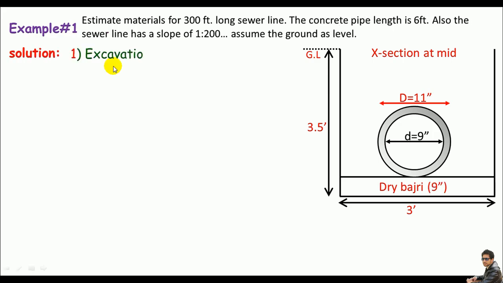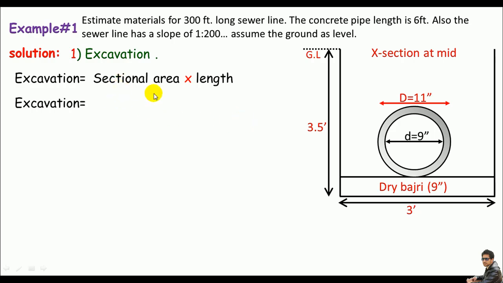Remember, my first approach is excavation. The excavation may be termed as the cross-sectional area of the trench times the length. The cross-sectional area is given and the length is also given, so I need some plugging in over here. The excavation must be the cross-sectional area. Just look over here: the depth is 3.5 and the breadth is also known. So the breadth times the depth is the cross-sectional area, times the length, which is 300 feet. This is the length of the sewer line. If you do some maths with all these three, you get the excavation as 3150 CFT. So we'll excavate the trench 3150 CFT.